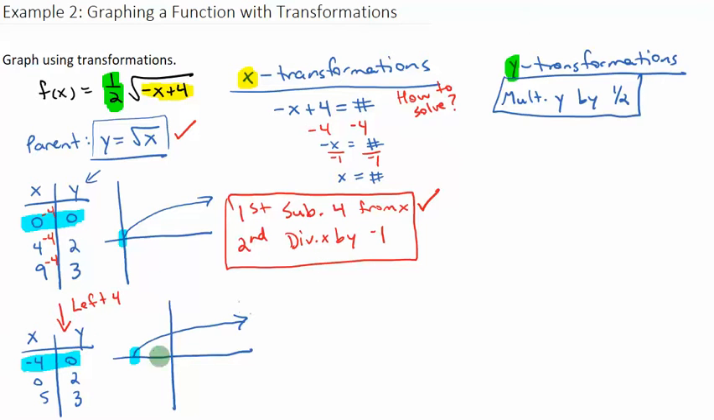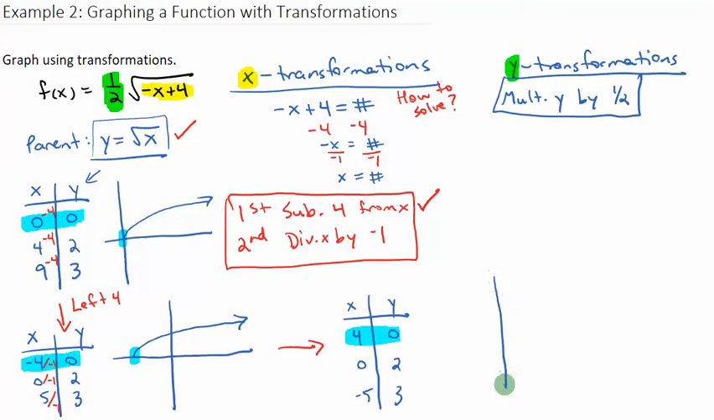Second, I need to divide x by negative 1. So I go to my x column and I divide all of these by negative 1. And I get a new xy table once again. The x values are going to change, the y values will not. So on the y I'll still have 0, 2, and 3. But my x's are going to change signs to give me 4, 0, negative 5. And 4, 0 is now my reference point.